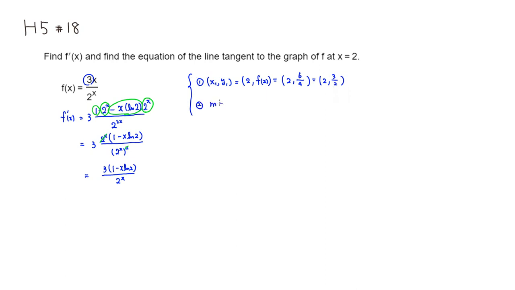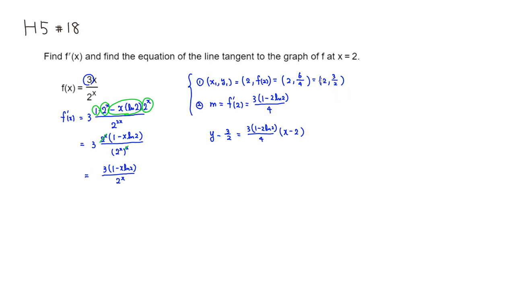The slope m is simply the derivative with 2 plugged in. So you have 3 times 1 minus 2 natural log of 2 over 2 squared, which is 4. That's the slope. So we have y minus y1, which is 3 halves, equal to the slope, which looks kind of yucky, 3 times 1 minus 2 natural log of 2 over 4, times x minus x1, which is 2.